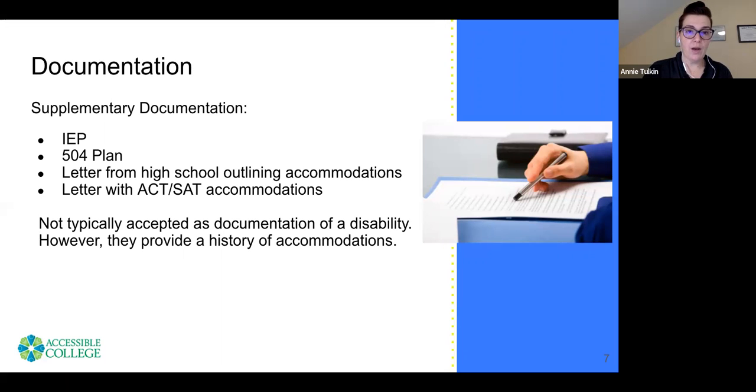Your student might also have a letter from their high school outlining the accommodations that they were provided with. They can also submit their ACT or SAT accommodations letter too. These are really good documents to just provide. They give the Disability Support Office an understanding of the types of supports the student had. But if you have questions about what sorts of documentation are required or needed, contact that Disability Support Office directly, check out their website and see what they've listed there.